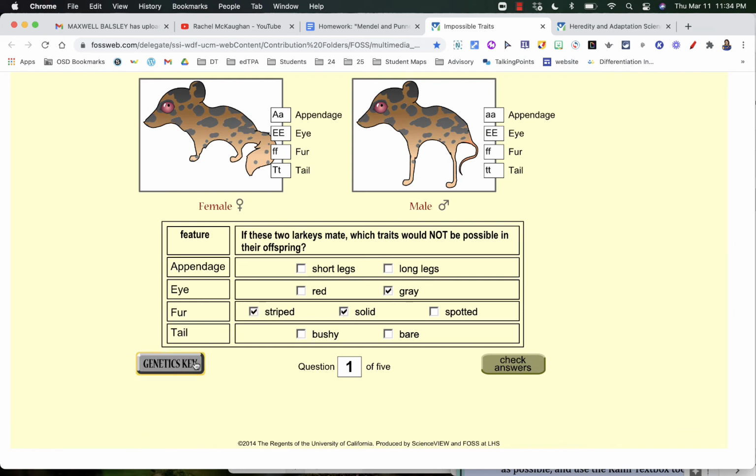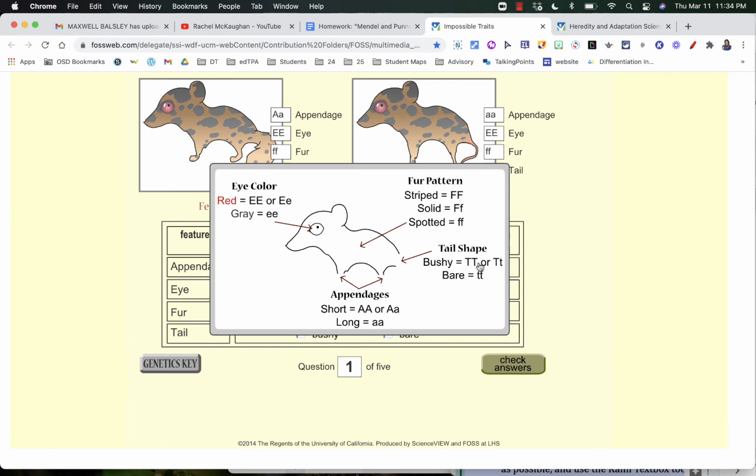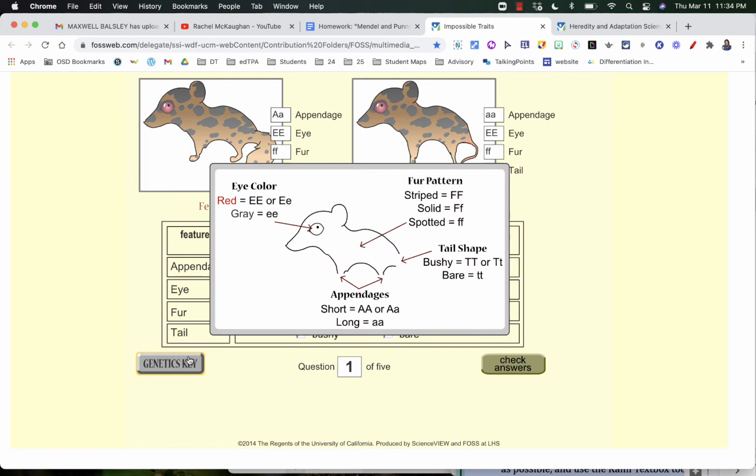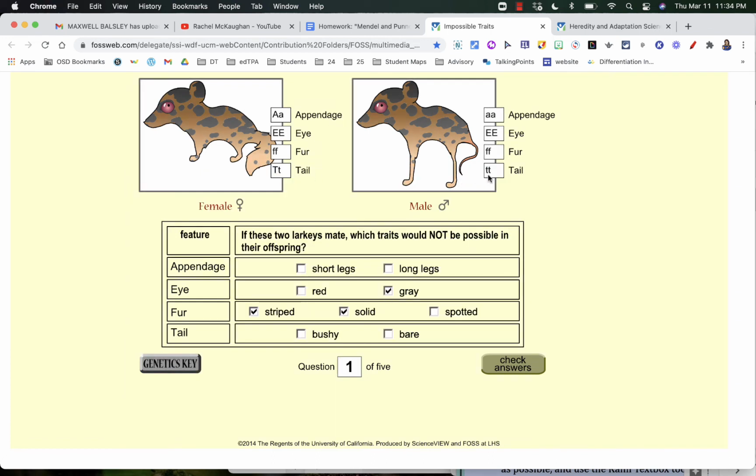Okay. Bushy or bare? Bushy, big T, big T. You cannot get big T, big T. Can you get big T, little t? Yes, you can. Big T from this one, little t from that one, little t from that one, little t from that one. So you can get either type of. So that's correct. Okay.